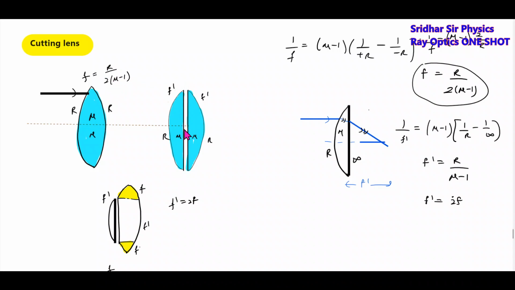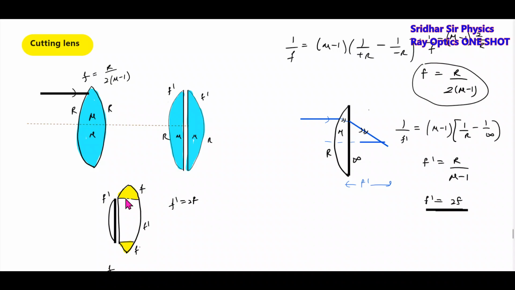When I cut it, the radius of this will be infinity, this will be positive. This is the incident ray. Then 1 by f dash equal to mu minus 1 times the radius of curvature r. The radius of curvature of this is infinity. Substitute, and we will get f dash. So from here, what is f dash equal to? f dash equals 2f. So when you cut a lens normal to the optic axis, the focal length will get doubled.